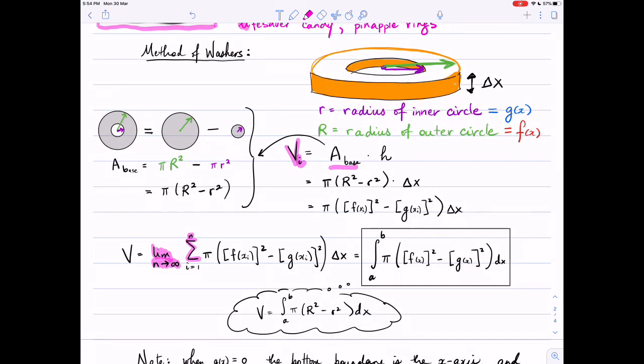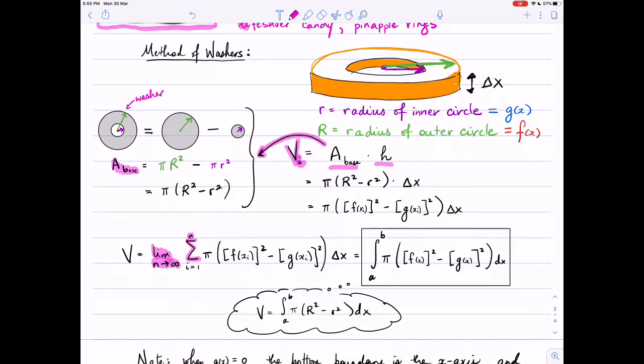area of the base times the height, just like for a disk. The only deal is the area of the base, it's not just a circle anymore. It's a circle with a hole in the middle. So how do you find the area of the base? Well, if you look over on this side, it's actually quite easy to imagine. So here is our washer, right? This is our washer shape.